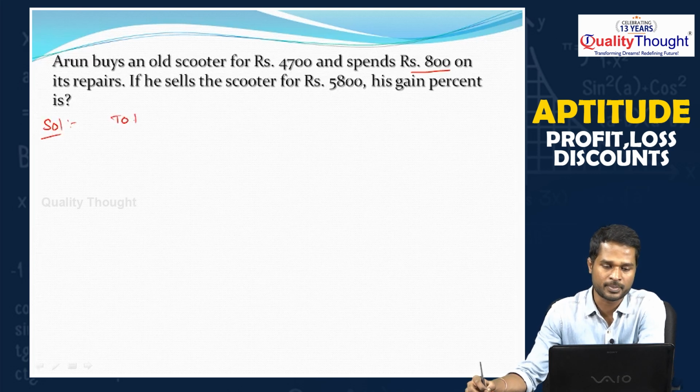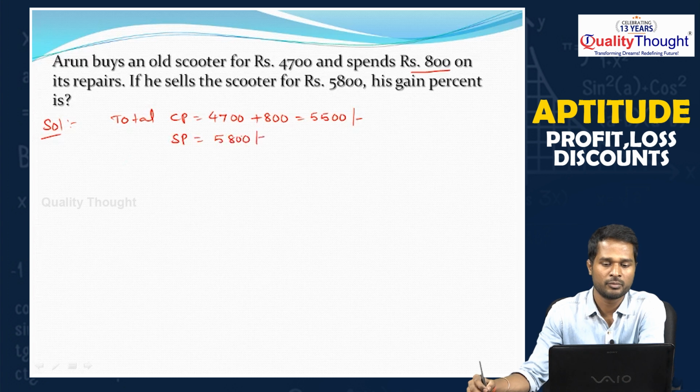So, total cost price is equal to 4,700 plus the 800, which is equal to 5,500 rupees. So, this is the total cost price, and the selling price he has given, it is 5,800. So, selling price is equal to 5,800 rupees, that is what he has given in the question. Now, we need to find the gain percentage. So, let us see how to calculate that. Selling price is 5,800, cost price is 5,500, definitely we will get profit percentage, which is also called the gain.